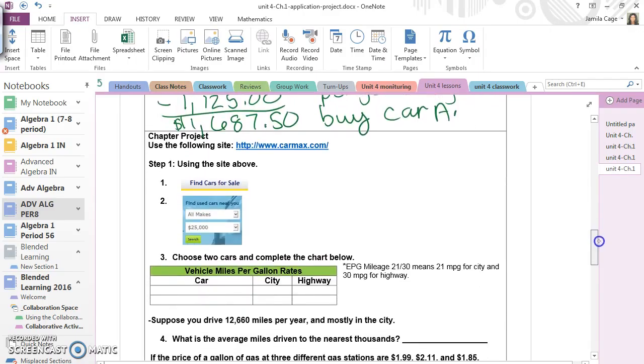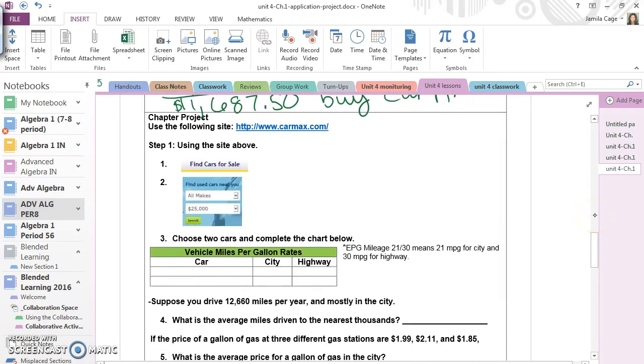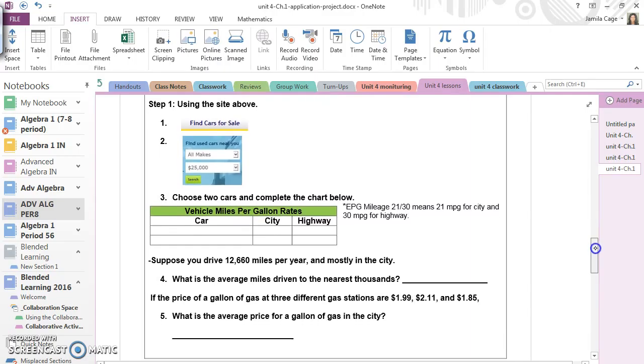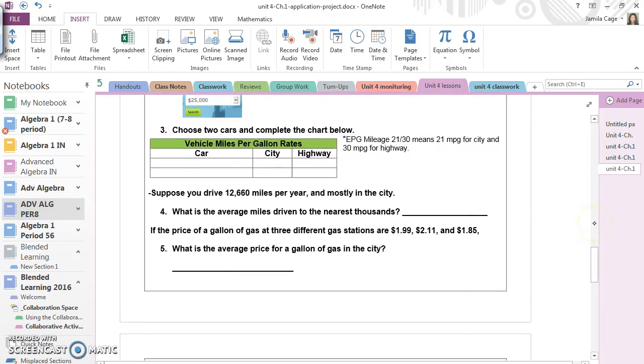So let's move down and talk about your chapter project. For your project with your group members, you will have to visit CarMax.com. When you visit the site, you're going to click Find Cars for Sale, and then a little blue box will appear that says Find Used Cars Near You. Okay, and you can just click Submit, Search for all makes, and let's keep it at 25,000 because we don't want a car that's way too expensive. So now, you're going to choose 2 cars from this site.